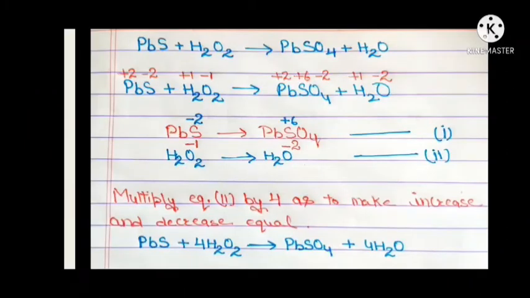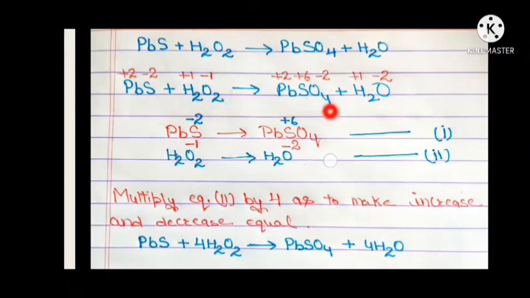So let's balance this equation by using the oxidation number method, and the equation is PbS plus H2O2 gives you PbSO4 plus H2O. In the first step, you can see we have mentioned the oxidation number of all the atoms above. In PbS, the oxidation number of Pb is +2, S is -2. This is hydrogen peroxide, so the oxidation number of H is +1 and O is -1 as it is a peroxide. In PbSO4, the oxidation number of Pb is +2, S is +6 and O is -2, and in H2O I have written above hydrogen +1 and O -2. So we have mentioned the oxidation number of each and every atom involved in the reaction.